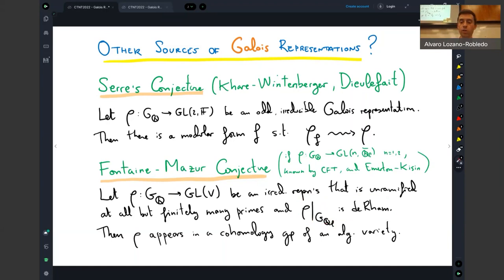and this is some other natural condition: if you restrict to a decomposition group, if that is de Rham, again, I'm not going to get into what de Rham means in this course, then rho appears in some cohomology group of an algebraic variety. And by this vague "appears", I mean that, as I said, when you act on a cohomology group, it is not irreducible, so it could be a factor, a quotient of one of those Galois representations, but it shows up in there. Okay, so it seems that all the natural Galois representations are actually coming from geometry, in quotes, meaning étale cohomology of a geometric object. Okay, very good.